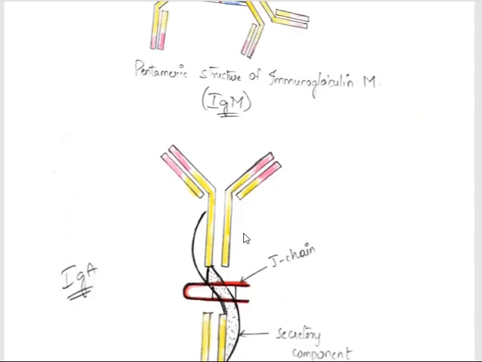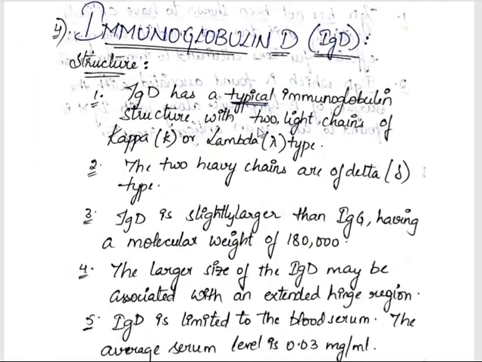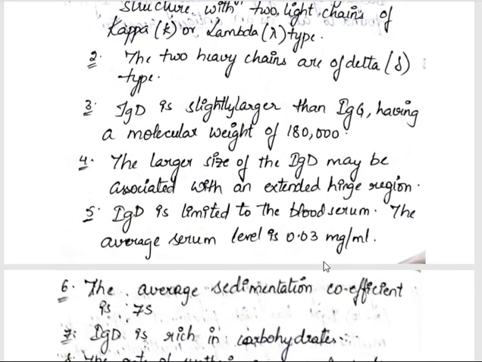And then moving to the next type of immunoglobulin, that is IgD, whose heavy chain is of delta type. Here the two heavy chains are of delta type and the two light chains are either kappa type or lambda type. It is slightly larger than IgG, having a molecular weight of 1,80,000, whereas IgG is 1,50,000. The larger size of IgD may be associated with the extended hinge region.